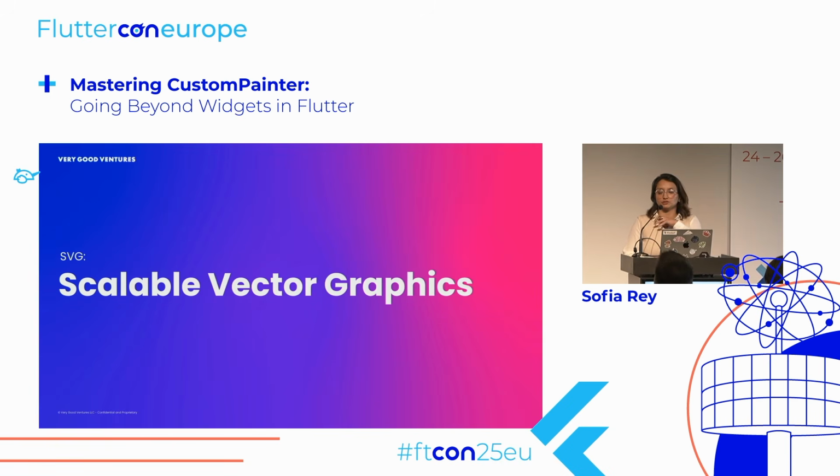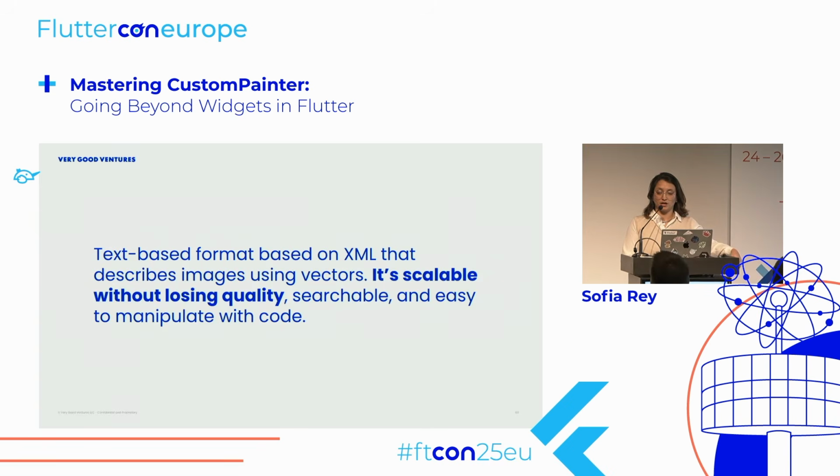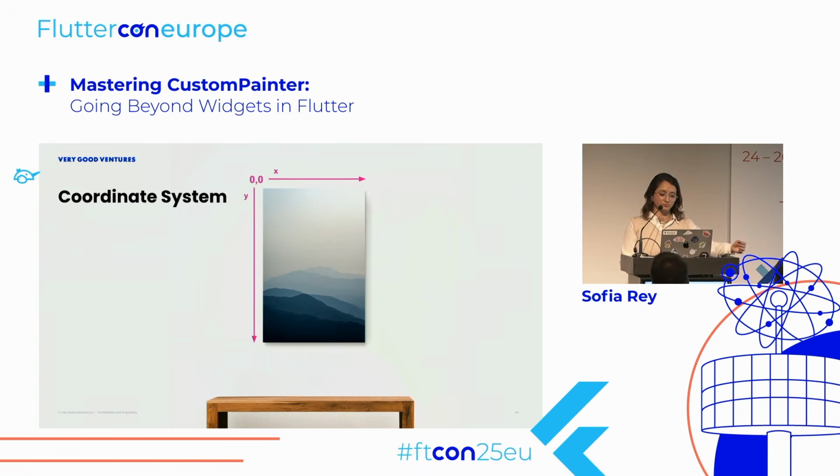We probably used SVGs before, right? For icons or logos or illustrations. But let's define what they are. Scalable vector graphics are XML based. They are just that, vectors, which means that you can zoom in on these images and they will never lose quality. And as they are XML, they are easy to manipulate by code.